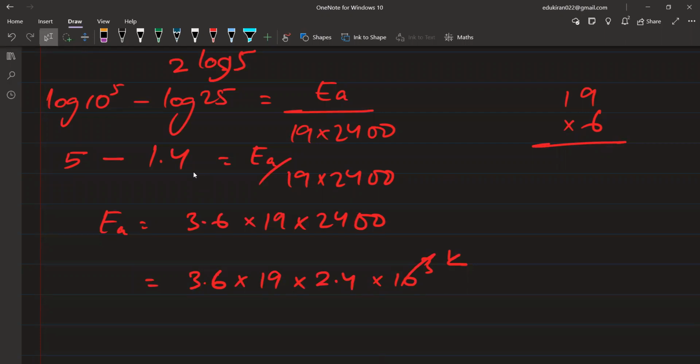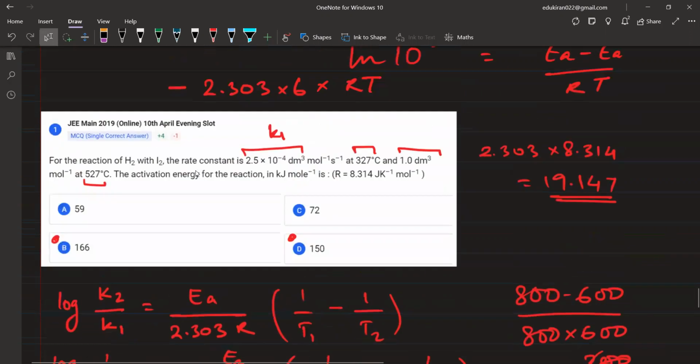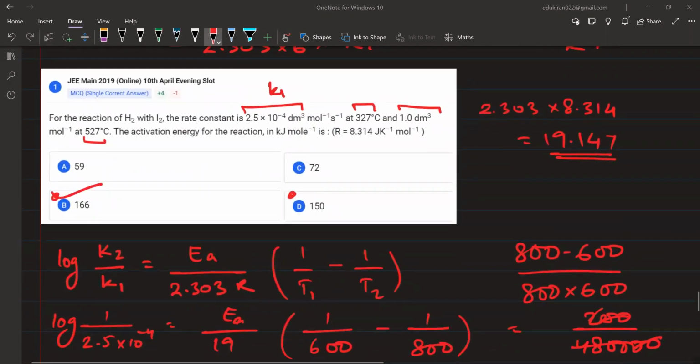3.6 into 19 into 2.4, कितना आ रहा है आंसर बताइए. 164. 164 ना, तो 164 के नजदीक कौन है? 166. B will be the correct answer. Okay, sir. एक और सवाल कीजिए.